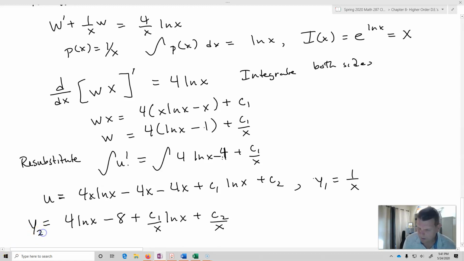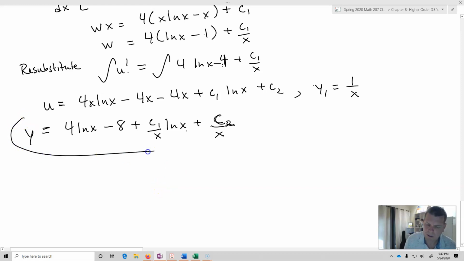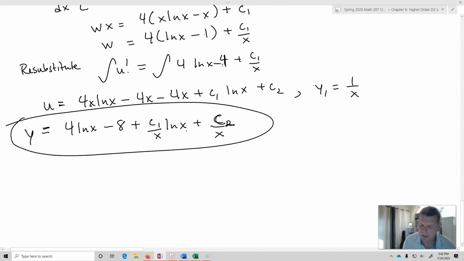And this is y2. So my complete y is going to equal c1 over x, or actually we have it right here, our c2 over x. So that's actually going to end up being our full y. Y is going to end up equaling 4 ln of x minus 8 plus c1 over x ln of x plus c2 over x.